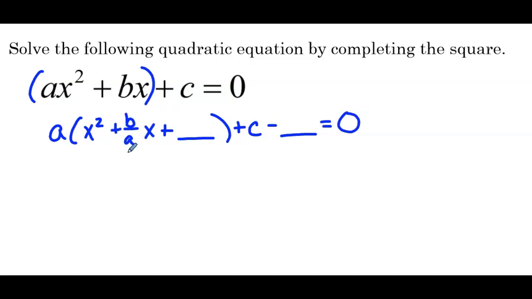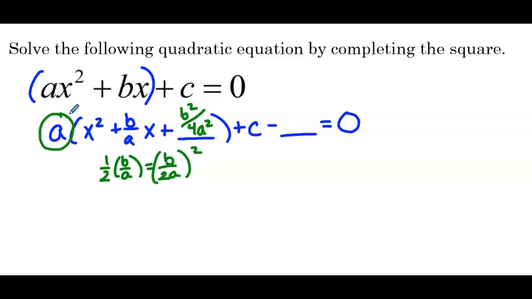Okay, so first thing, we want to take half of b over a, so 1/2 of b over a is b over 2a, and we're going to square that, so that's b squared over 4a squared. Now to figure out what we're subtracting, we have to think about the a that we factored out. So if we multiply a by b squared over 4a squared, we would just get b squared over 4a. Right, the a in the numerator and the a squared in the denominator would simplify with one another.